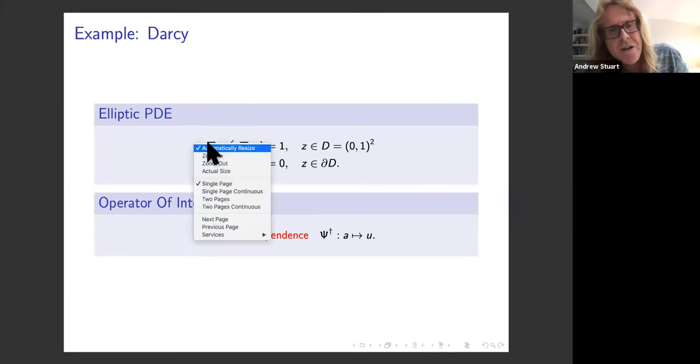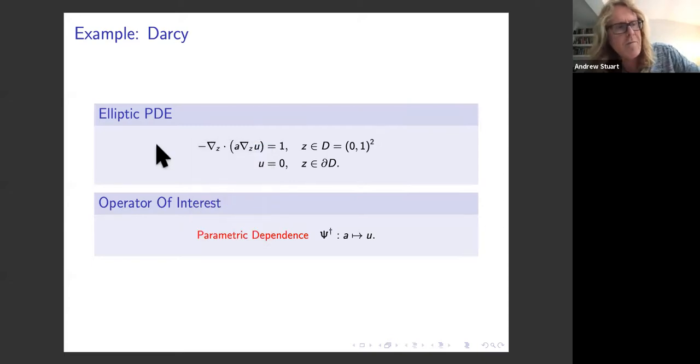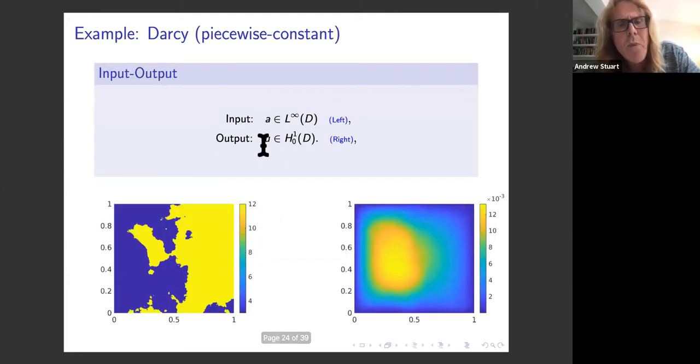So let me give you a prototypical example. This is what's known as Darcy flow, a problem that arises in subsurface geophysics. It's an elliptic equation for U. Of interest here is, for example, the mapping that takes the coefficient of the partial differential equation, A, into U. I'm going to show you some numerical experiments where we work with a probability measure on A, which you should think of as A being in L infinity, but the probability measure is supported on a separable Banach space.